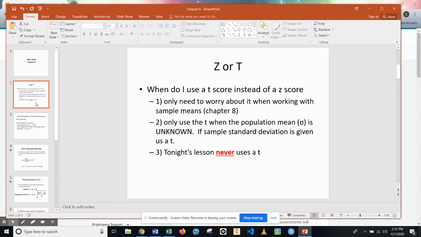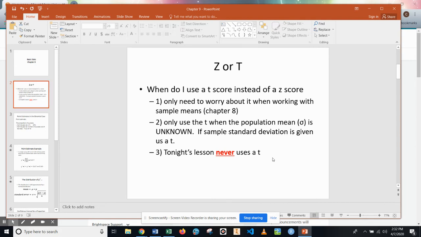I have a number of questions at the end of the quiz, 2 questions that refer to Z and T-score and when to use them. So last week we introduced the T-score. The thing you need to remember about the T-score is we only use it when we're working with the sample means. So that would be a chapter 8 question, build a confidence interval for the sample mean type question. You first have to know that you're doing sample means, and then you have to look at your population standard deviation.